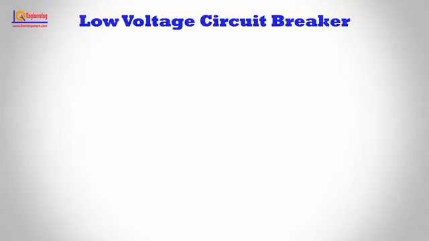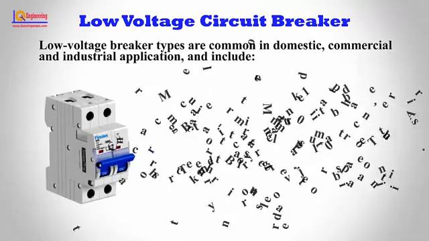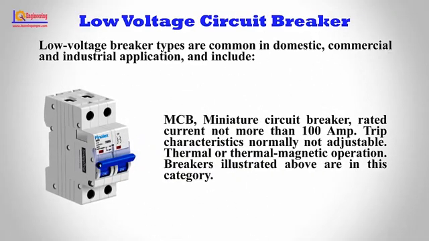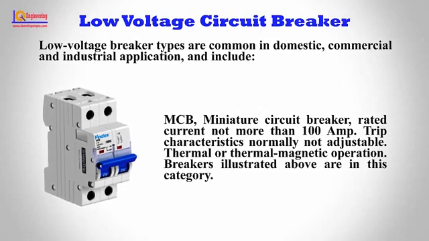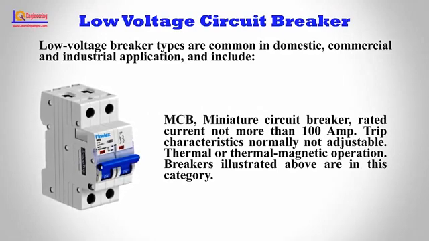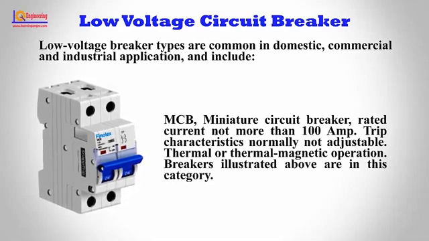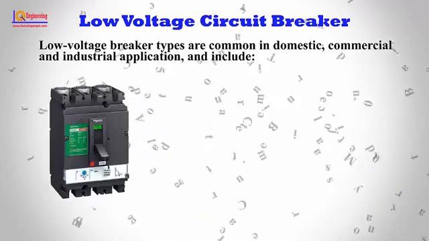Low voltage circuit breaker. Low voltage circuit breaker types are common in domestic, commercial, and industrial application and include MCB, miniature circuit breaker, rated current not more than 100 amp. Trip characteristics normally not adjustable. Thermal or thermal magnetic operation. Breakers illustrated above are in this category.